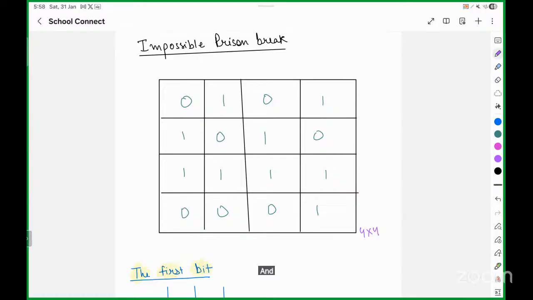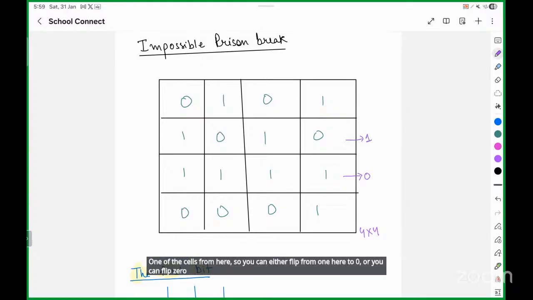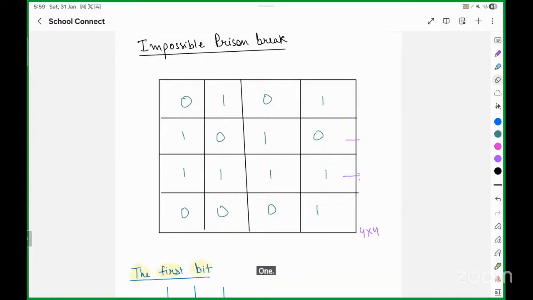And now the other prisoner will come. So you have to just flip one of the coins or one of the cells from here. You can either flip a 1 to 0, or you can flip a 0 to 1. So either way, you can just flip one as a prisoner. You can only flip one of the cases here, and you have to somehow message the second prisoner that the jailer has hidden the key behind one of the doors.